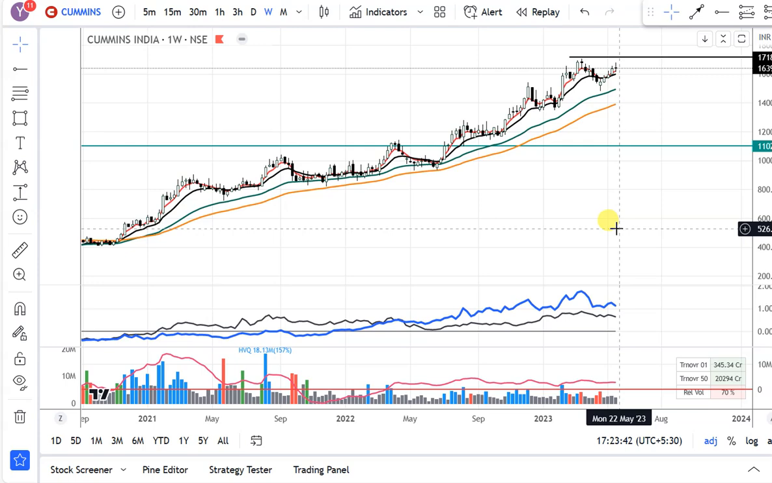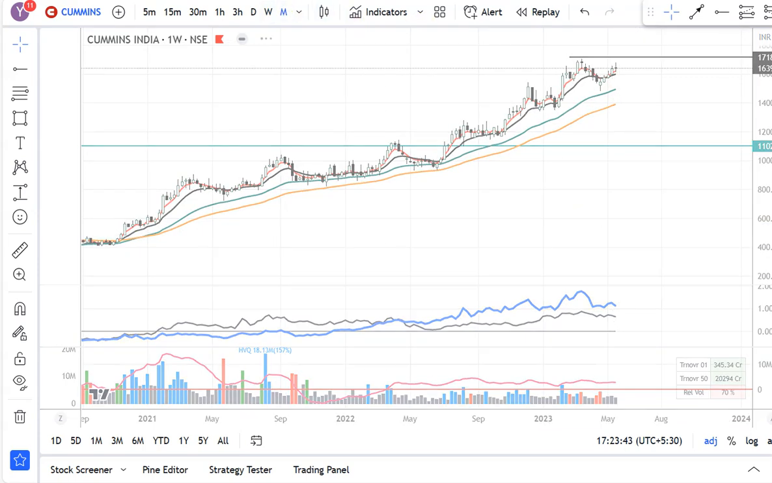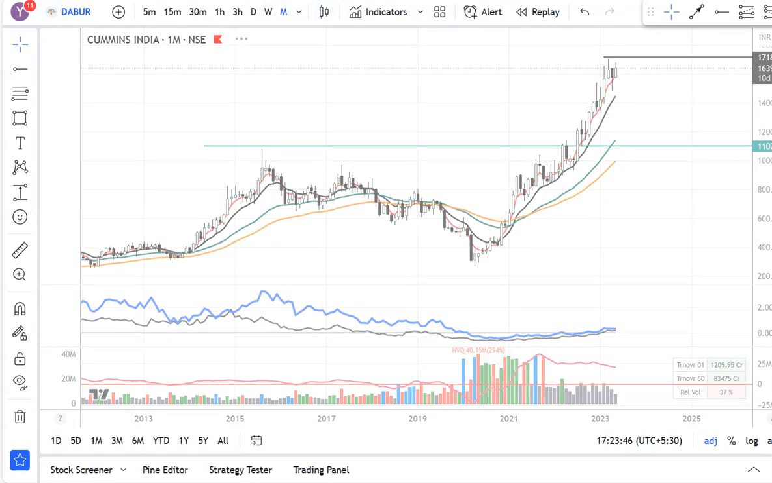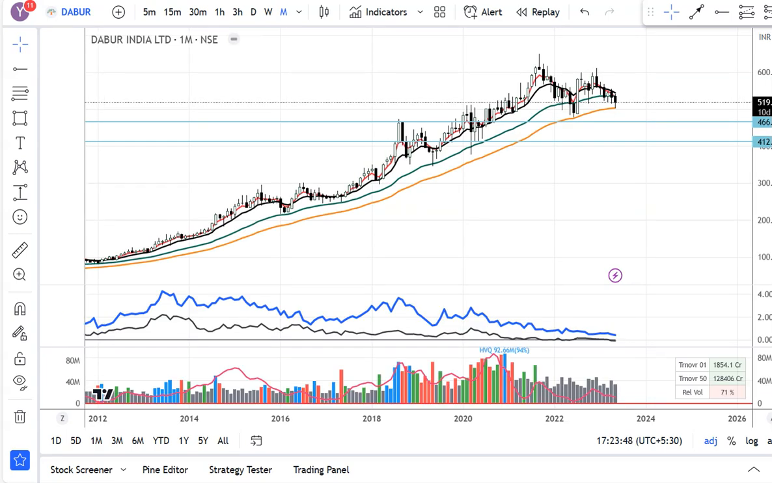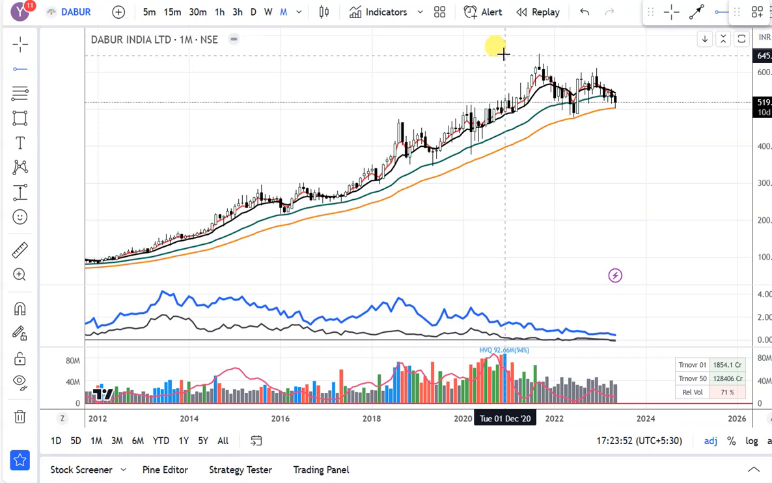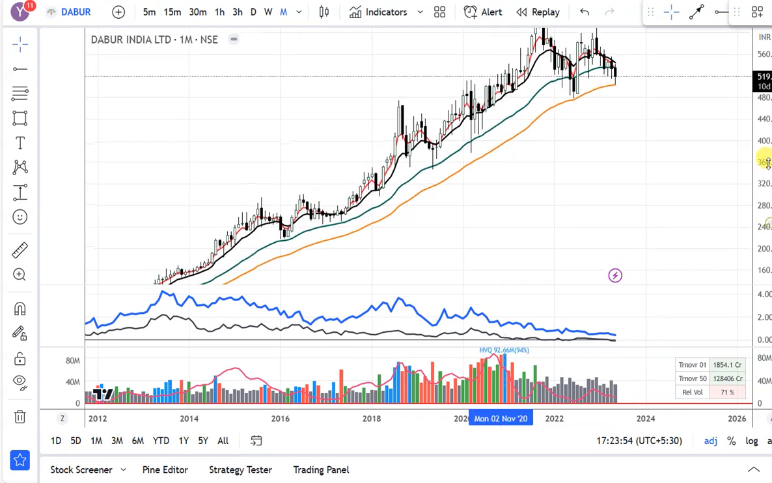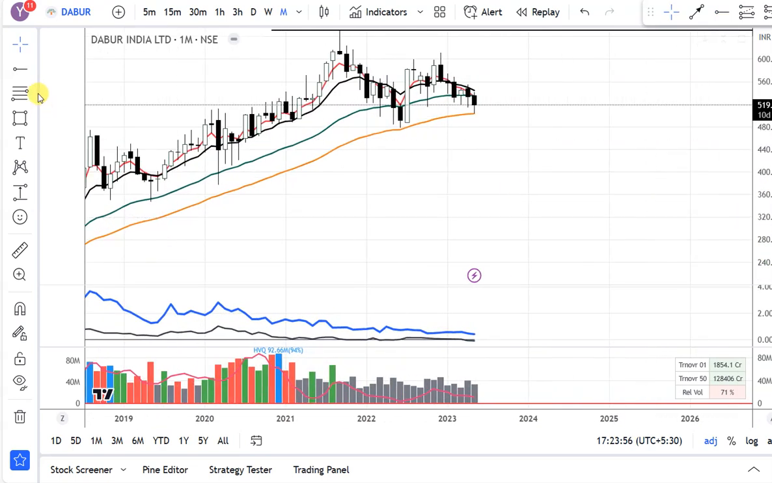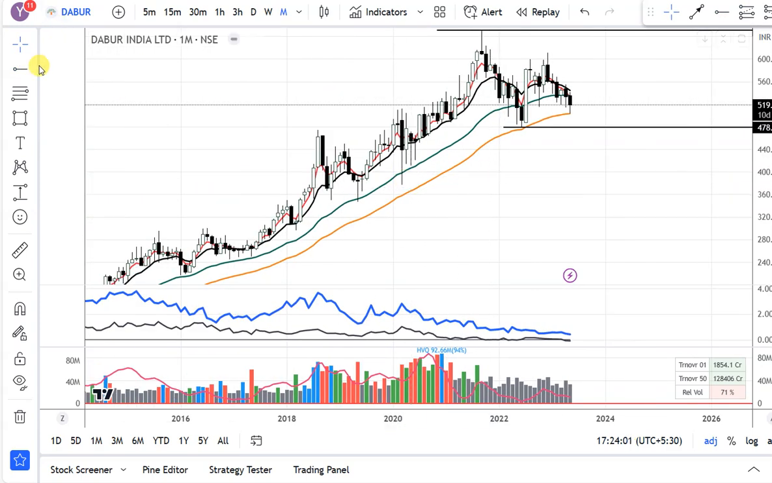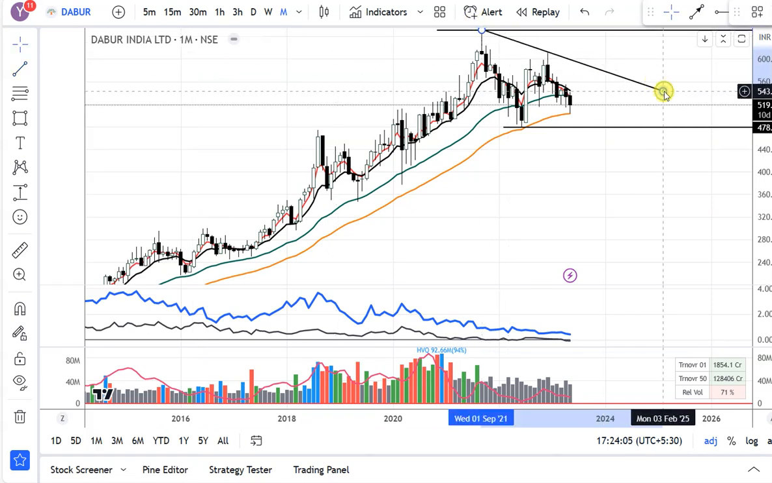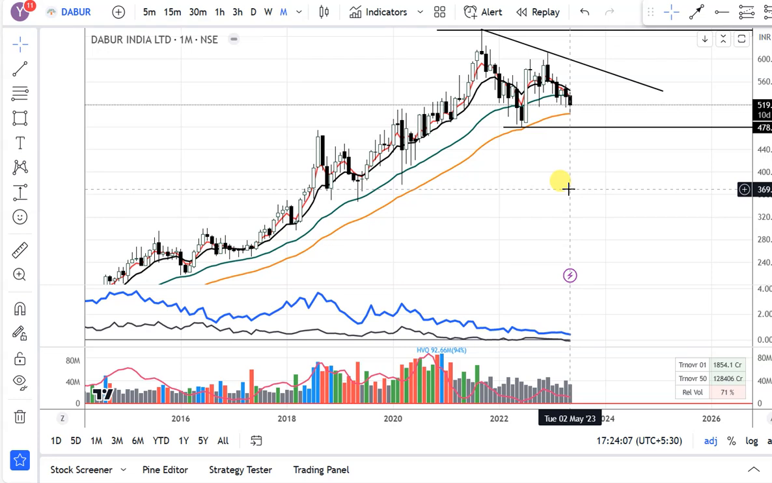Dower India right now is facing a resistance of 650 and there is a huge support of 478. The only worst part in the stock is that it has made a higher low. Whenever the stock makes a higher low, it's a bad sign, especially near the all-time high. That's where the pressure has started increasing.